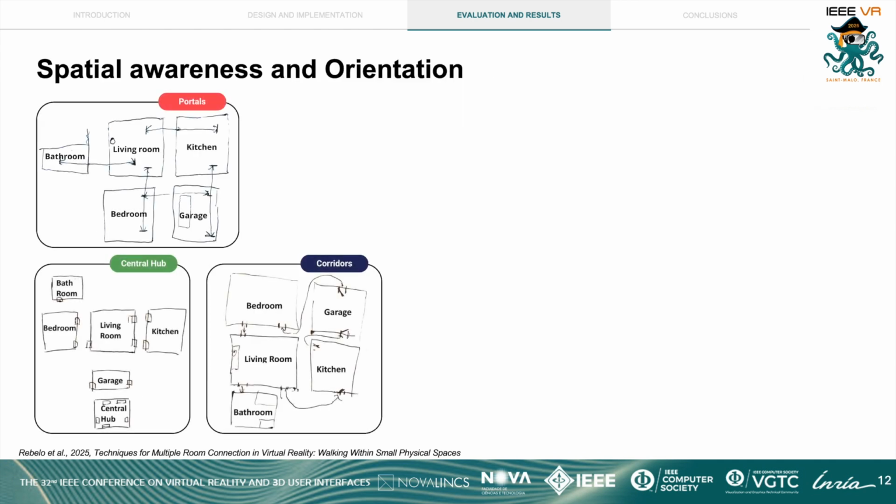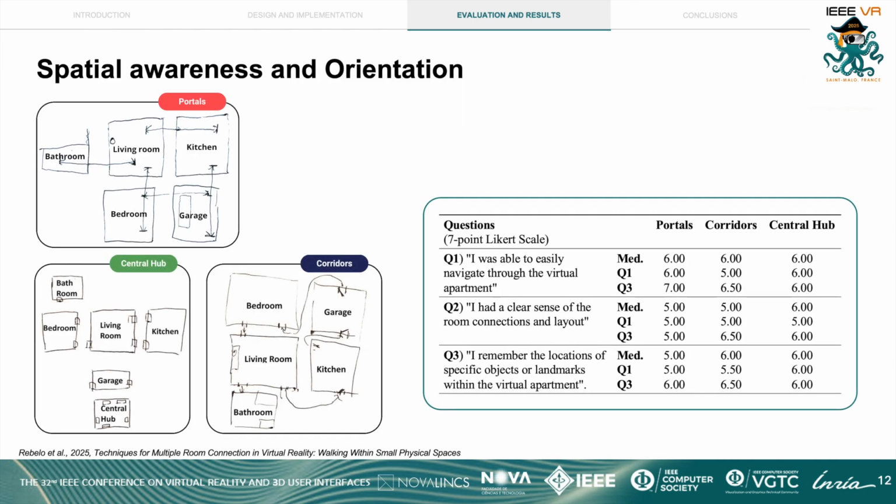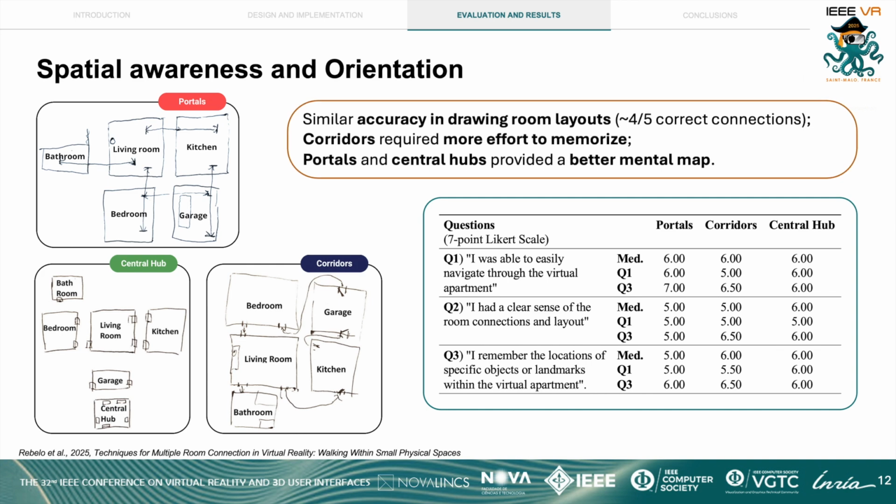Participants had similar accuracy in drawing the virtual apartment layout, with about 4 out of 5 room connections correctly recalled. However, those in the corridor's condition had more difficulty remembering room connections. Portals and central hubs made it easier for users to develop a clear mental map.